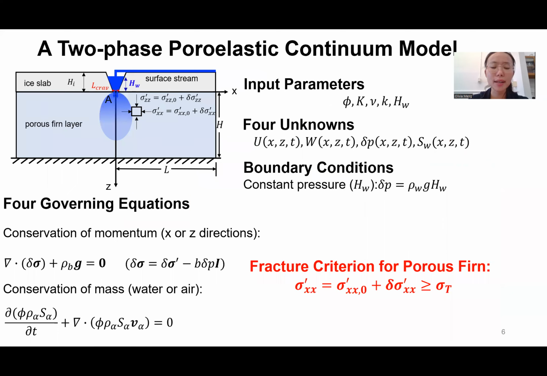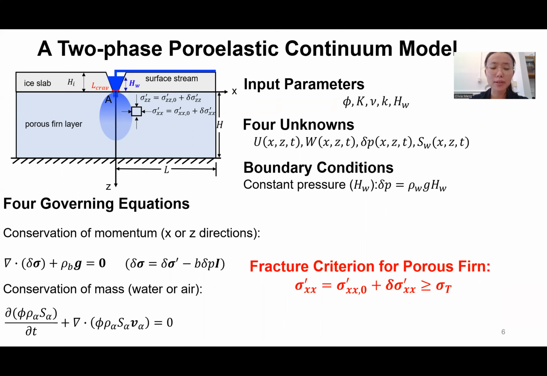With this understanding, here is the setup for our two-dimensional, two-phase poroelastic continuum model. We assume plane strain condition and work in the XZ plane. Meltwater flows from the fractures in the ice slab with a constant height HW. When water infiltrates into the porous firn layer, part of the total stress, which is the hydrostatic water pressure, will be carried by pore pressure, and the rest to be carried by the firn skeleton. We need to quantify the maximum tensile stress felt by the firn skeleton to analyze its vulnerability against fractures.